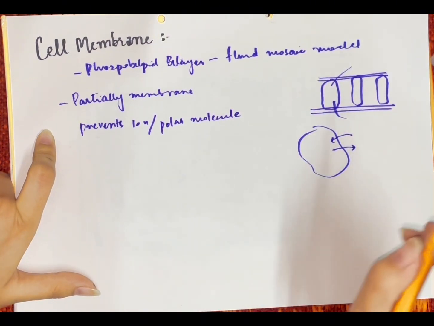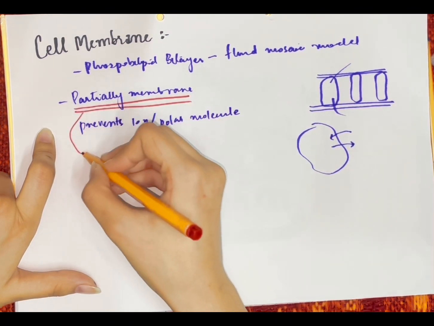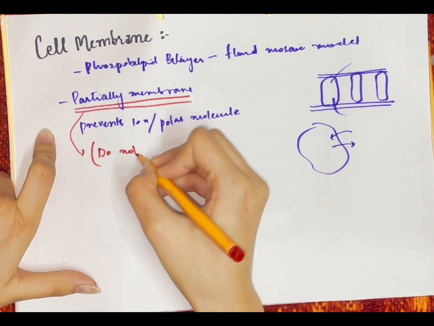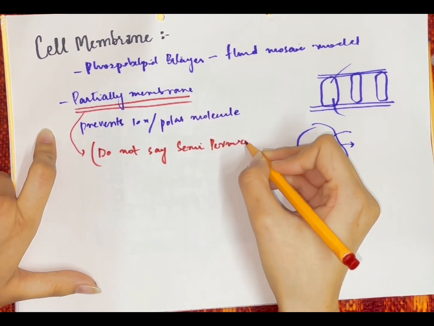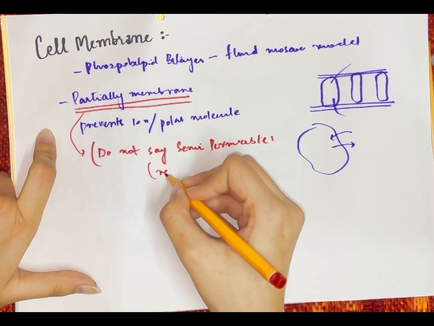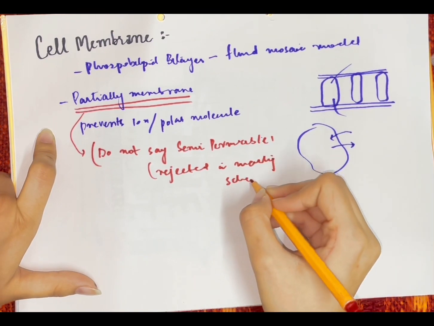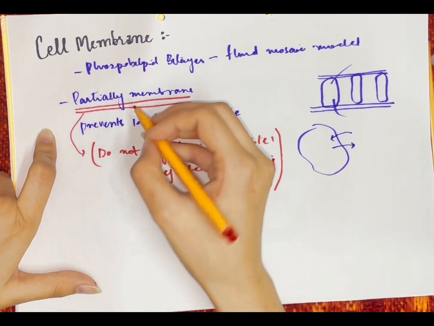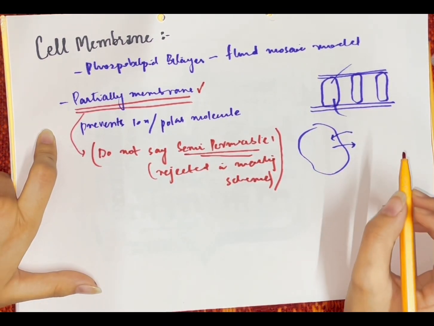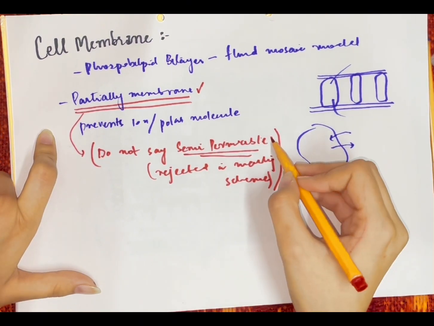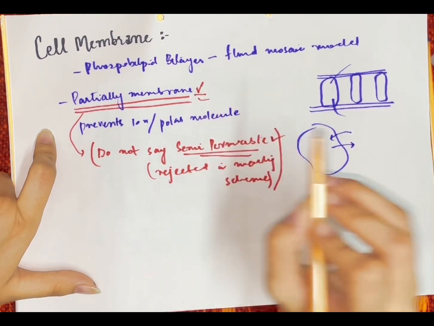Another very important point according to your syllabus is that the term partially permeable is used. Please do remember that we do not have to say semi-permeable, as this is rejected in your marking scheme. Thus, it is very important for all of you to learn it as a partially permeable membrane, not a semi-permeable membrane. So, if in the options we have been given 4 options in which both partially permeable and semi-permeable are present, you must choose partially permeable.